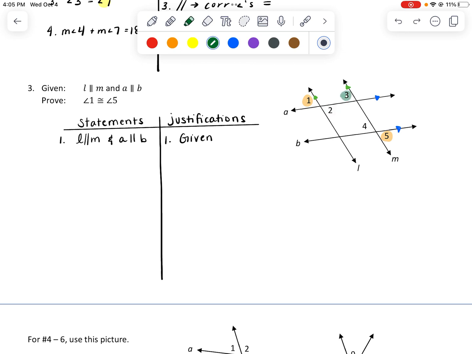But if I connect 1 to 3, these are corresponding. And then if I connect 3 to 5, these are alternating exterior angles. So I think that will get me congruent and congruent, so I should be able to get to my answer. So I'm going to start with 1 and 3. I'm going to state that angle 1 is congruent to angle 3. And again, because I have parallel lines, the corresponding angles are congruent.